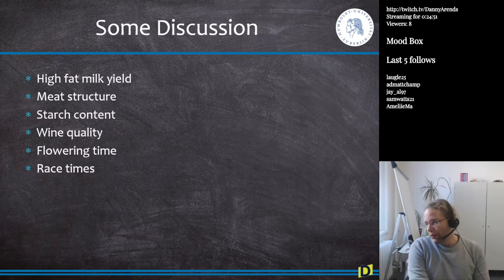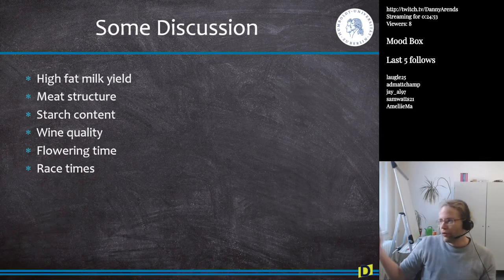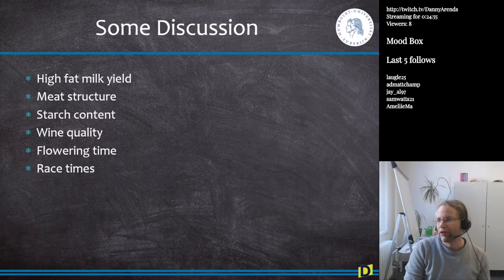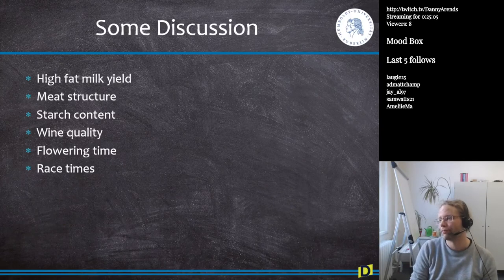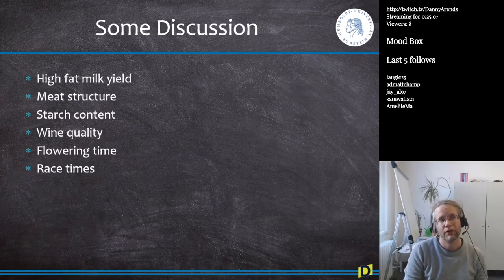All right, so a little bit of discussion. Normally we do this in the lecture, so it's easier, anyone can just shout, but let's just start at the top. So high fat milk yield. Is this something which is qualitative or quantitative? And just as a hint, there will be a question like this on the exam. And the exam is not so much about getting it right, but it's about your reasoning. So if something is qualitative or quantitative.